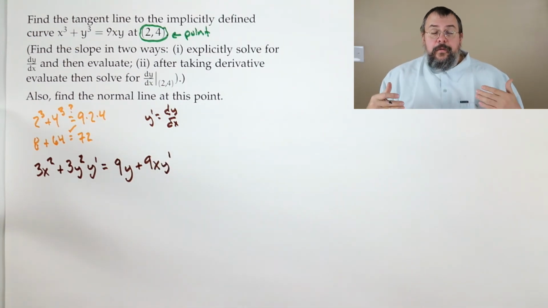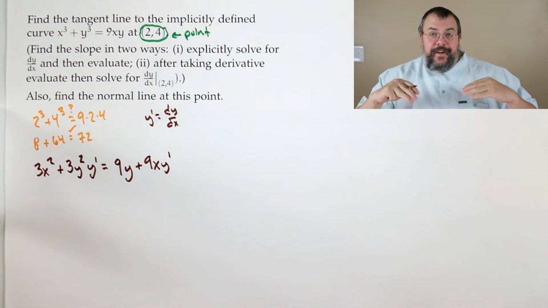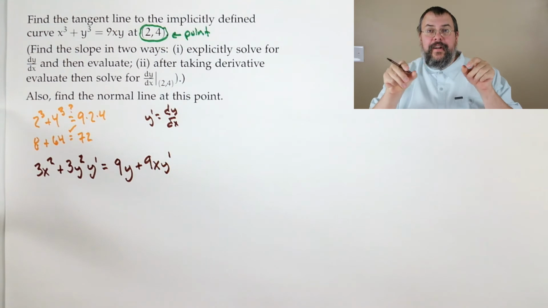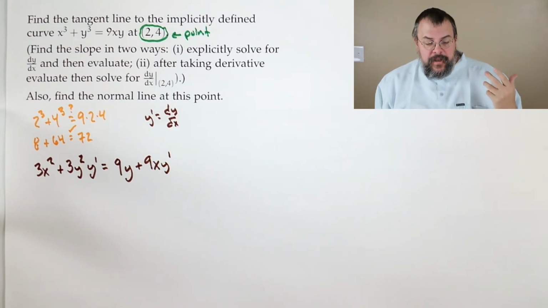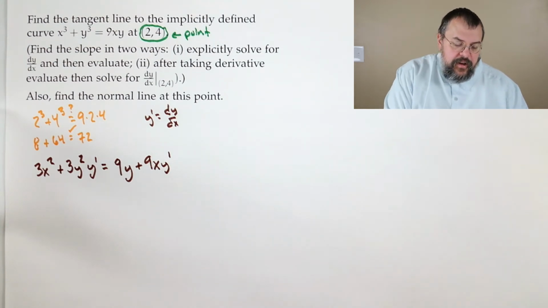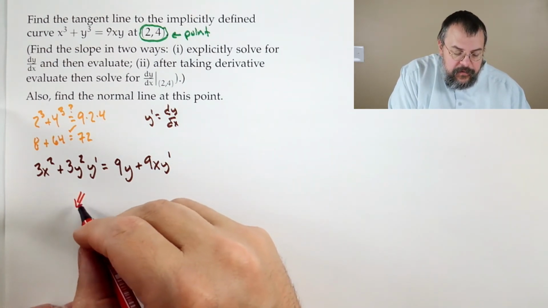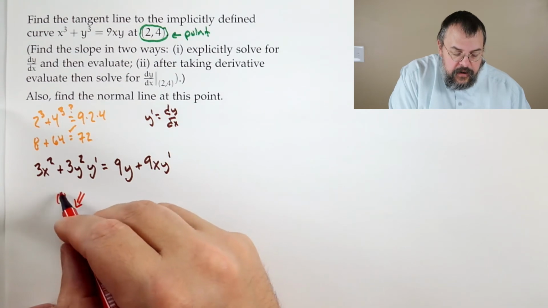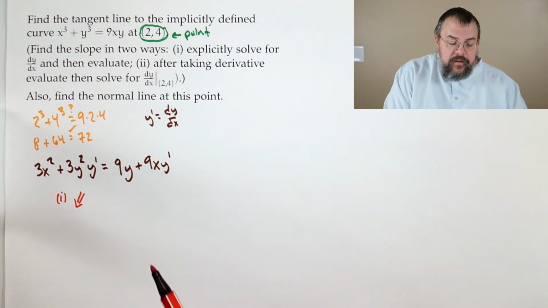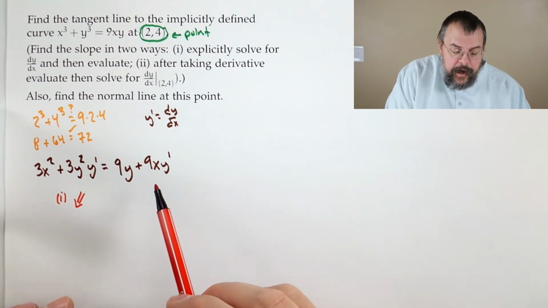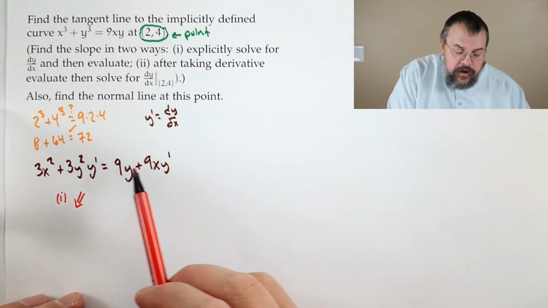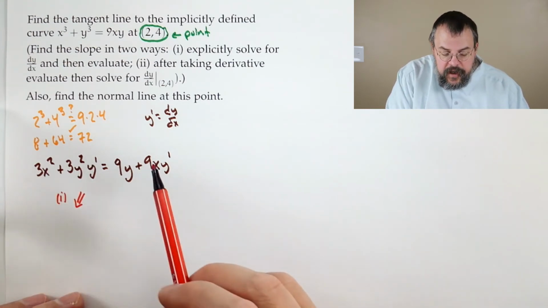All right, so for both variations, we're going to get to here. This is where we diverge. So here is where we are going to split our processes. Now, the first variation here was explicitly solve for dy dx and then evaluate. So I'm going to solve for dy dx, which means I'm going to rearrange. So I want to have everything with the y prime, which is our dy dx, on one side, everything without a y prime on the other.